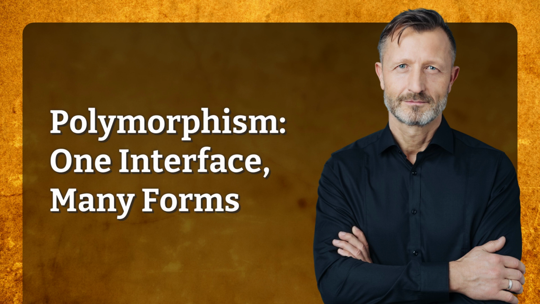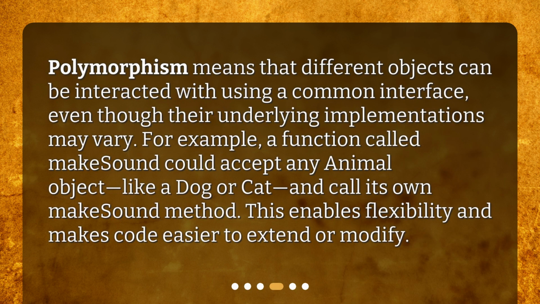Polymorphism, one interface, many forms. Polymorphism means that different objects can be interacted with using a common interface, even though their underlying implementations may vary. For example, a function called makeSound could accept any animal object, like a dog or cat, and call its own makeSound method. This enables flexibility and makes code easier to extend or modify.